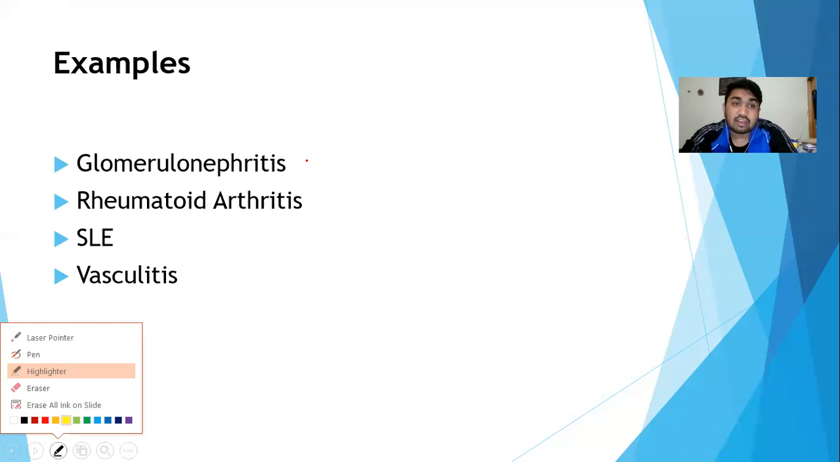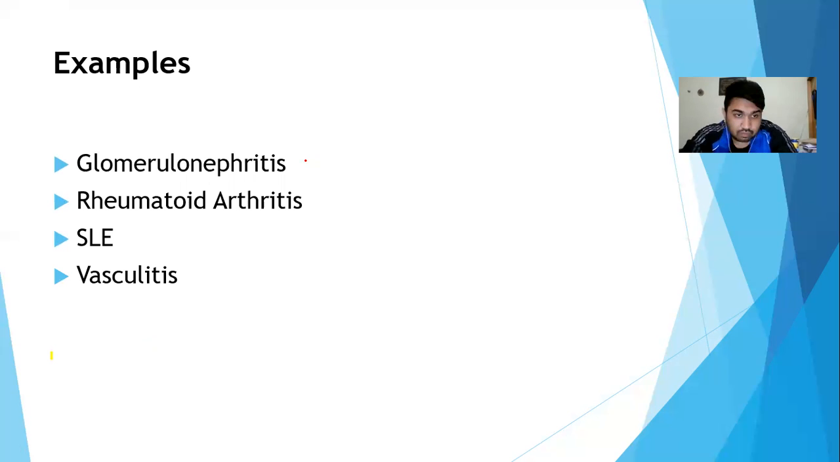first the glomerulonephritis. In glomerulonephritis, we know that group A streptococcus has two strains. One is the nephrogenic strain, and another one is the rheumatogenic strain. The rheumatogenic strain causes rheumatic fever, and the nephrogenic strain causes glomerulonephritis. It is commonly known as post-streptococcal glomerulonephritis or PSGN.